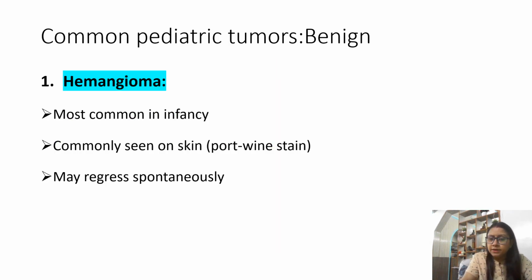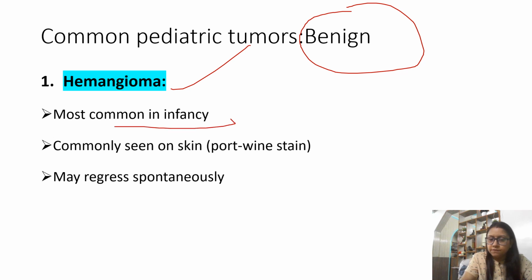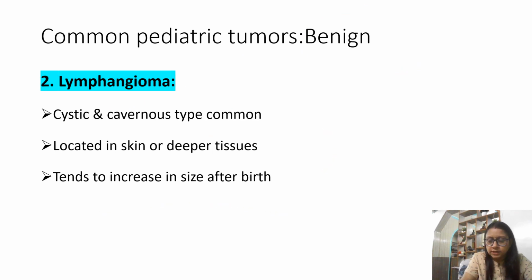Now common pediatric tumors जो होती हैं कौन कौन सी होती हैं? So just to brief a few points about your benign क्या क्या होंगी? Hemangioma, that is most common in infancy, commonly seen on the skin and also known as port wine stain. They may regress spontaneously.